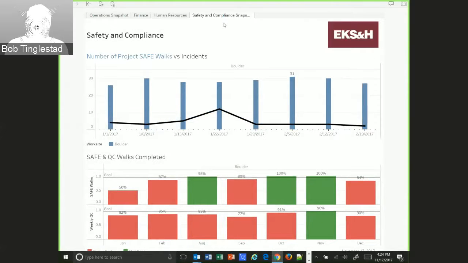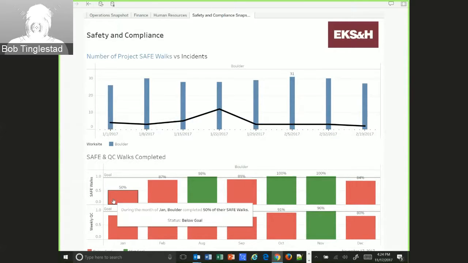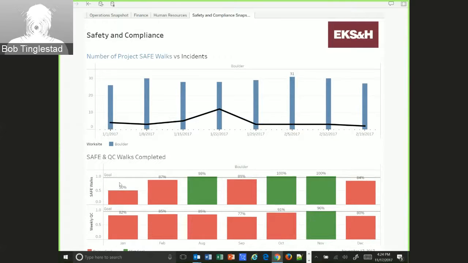I'm going to go over to another department, safety and compliance. And my eyes are almost hurting looking at all that red. It just stands out down here. I see that back in January, we only did 50% of our safety walks, far lower than our goal. And ironically, that aligns with trends of incidents here. That's the black line. And in late January, we had a big spike in incidents.